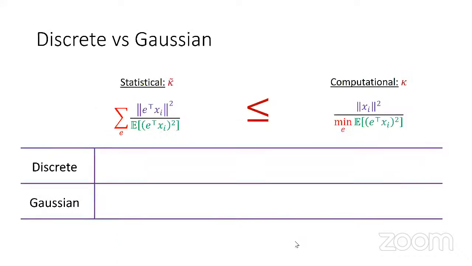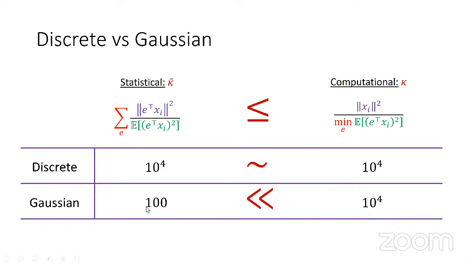Okay, so let's compute the statistical condition number versus the computational condition number for the discrete as well as the Gaussian distributions that we saw earlier. For the discrete distribution, it turns out that the statistical condition number is still of the order of 10 to the 4, which is the same as the computational condition number. Whereas for the Gaussian distribution, the statistical condition number is only about 100 compared to 10 to the 4, which is the computational condition number.